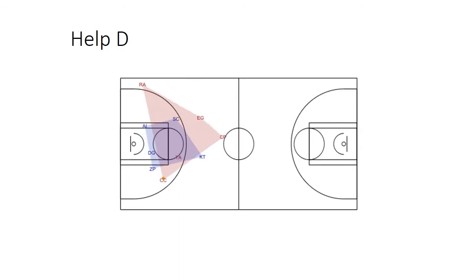And I noticed that the difference between these two areas was actually large. The blue is obviously much smaller than the red in this case. And so I thought, well, maybe that's a representation of how much help defense is being played.